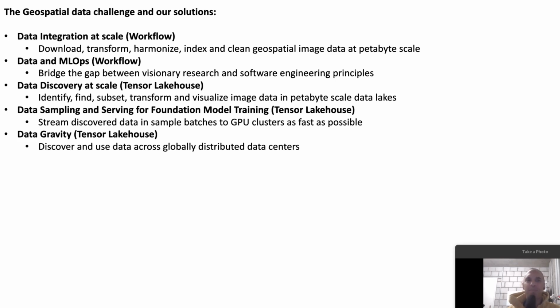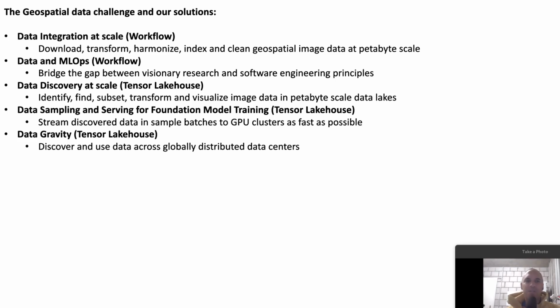So we bridge the gap between visionary research and software engineering principles, because we have very skilled researchers. So we have atmospheric physicists and all those guys. No, they code, but we need to make sure that this code is production ready. That's why we have a CI/CD pipeline, which takes care of various tests and deployment and automation and so on. Then we have big data discovery at scale.